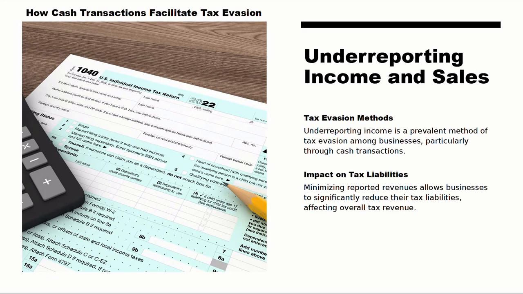How cash transactions facilitate tax evasion. Underreporting income and sales. Tax evasion methods. Underreporting income is a prevalent method of tax evasion among businesses, particularly through cash transactions. Impact on tax liabilities. Minimizing reported revenues allows businesses to significantly reduce their tax liabilities, affecting overall tax revenue.